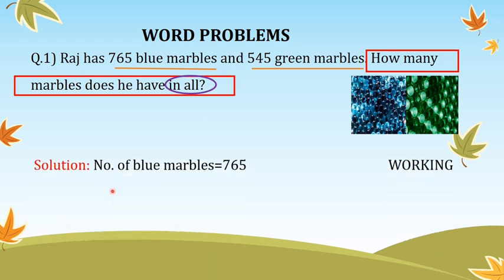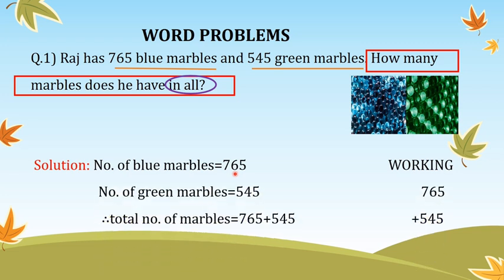First statement comes from the first information only, number of blue marbles. Number of blue marbles equals 765. Then number of green marbles. So number of green marbles 545. Then comes your next statement which says how many marbles does he have in all. That means total we have to do. We have to find the sum. So your last statement will be therefore. This is the symbol for therefore. Therefore total number of marbles equals 765 plus 545.